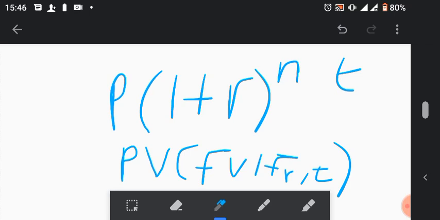Since you have picked this FVIF, you multiply it with your principal payment and you're done. Let me show you how you work with that table, because that's another thing you need to know. Now we do not use the one with brackets; we work with the table.